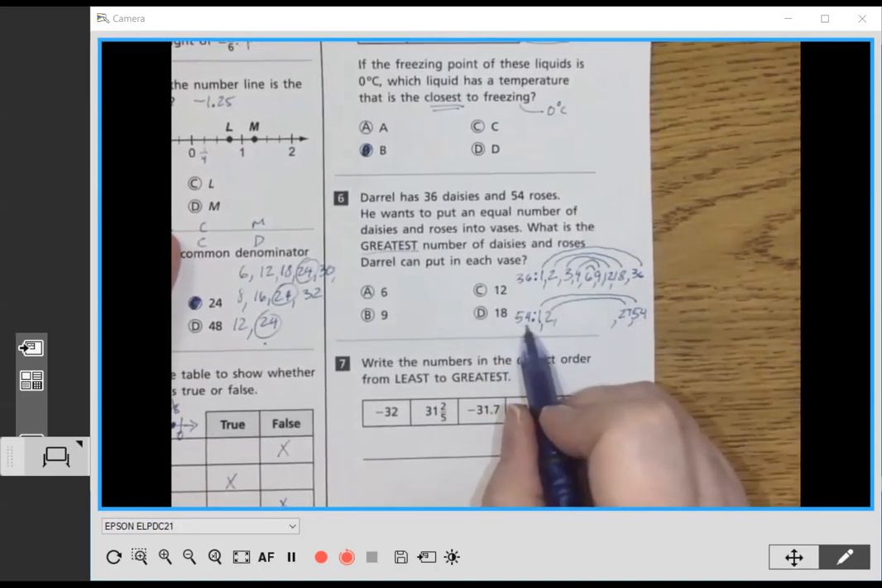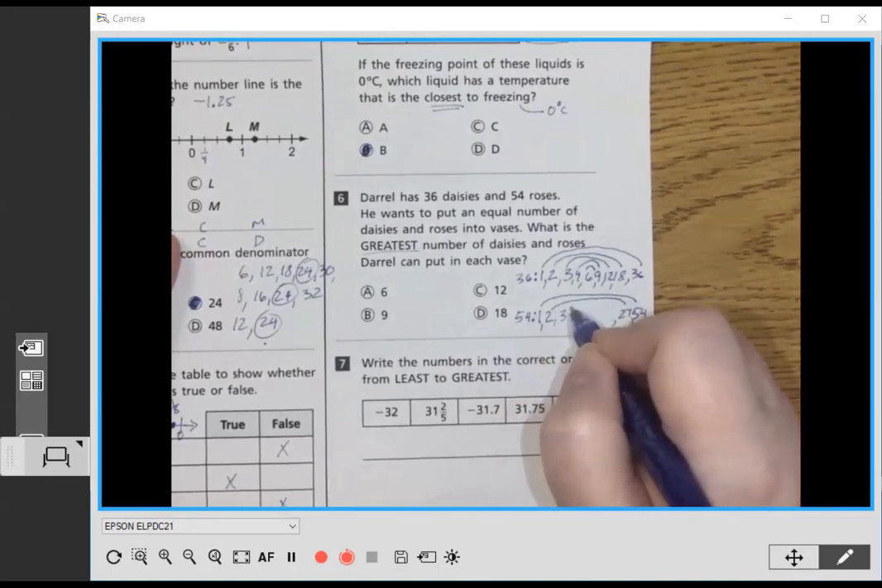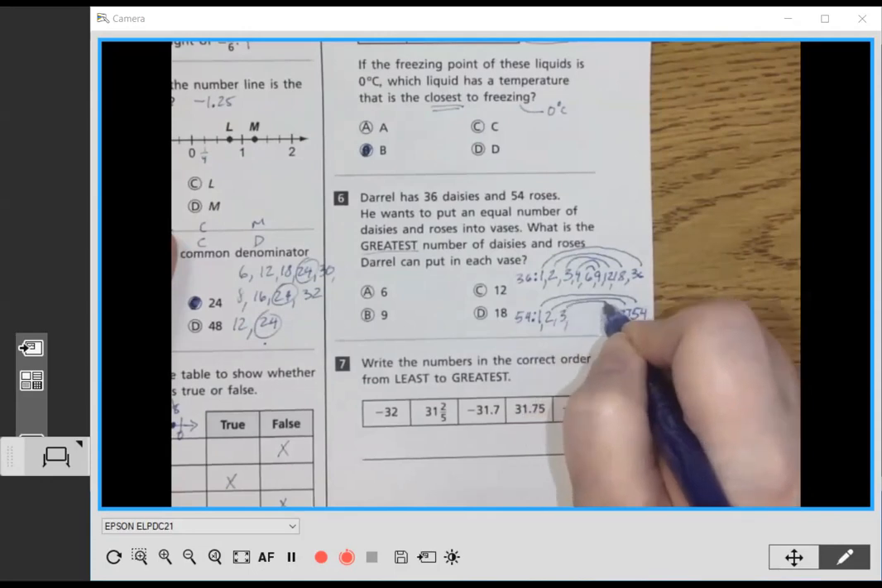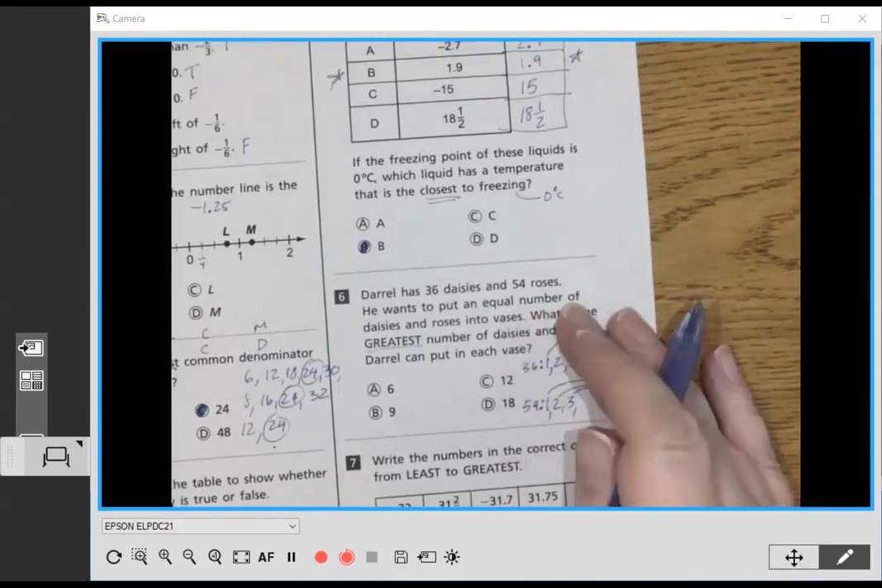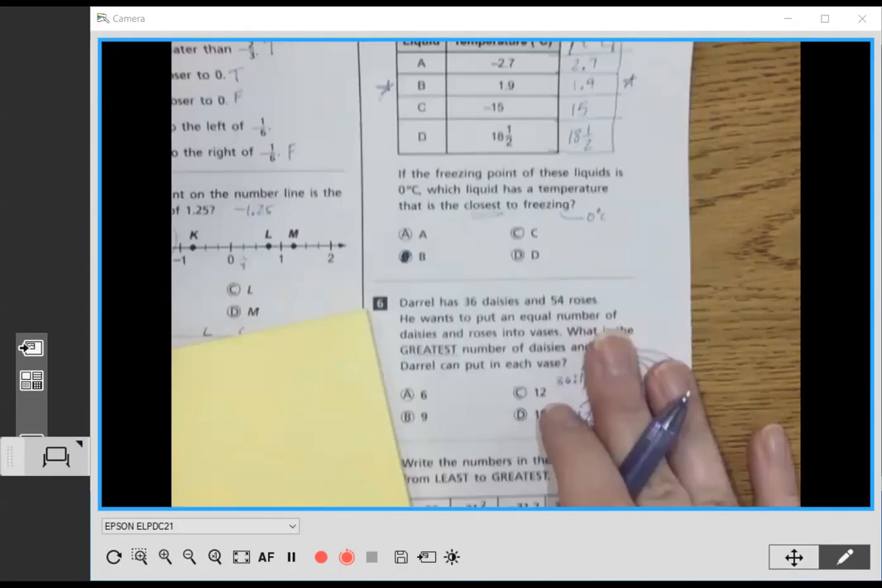It is divisible by 3. 5 plus 4 is 9. 9 is divisible by 3. So therefore 54 is divisible by 3. Okay, and that's going to be showing your long division because you may not know this by heart.